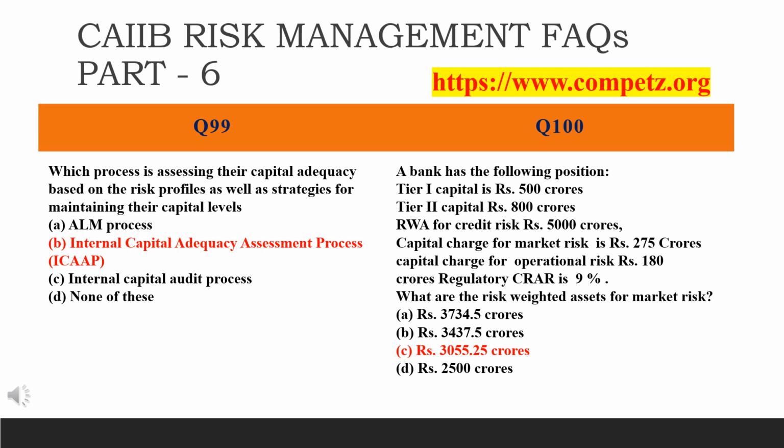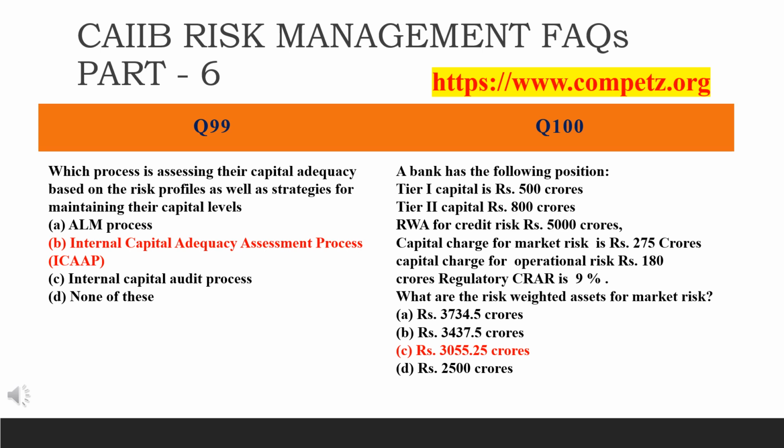Four options they have given us. We need to find out the RWA for market risk. Before looking at the answer, just see how to solve. The capital charge for market risk they have mentioned is 275 crores. As per that, the CRAR ratio is 9%. Capital charge is multiplied by 100 divided by 9, or you can say 11.11, to get the risk weighted assets for market risk.